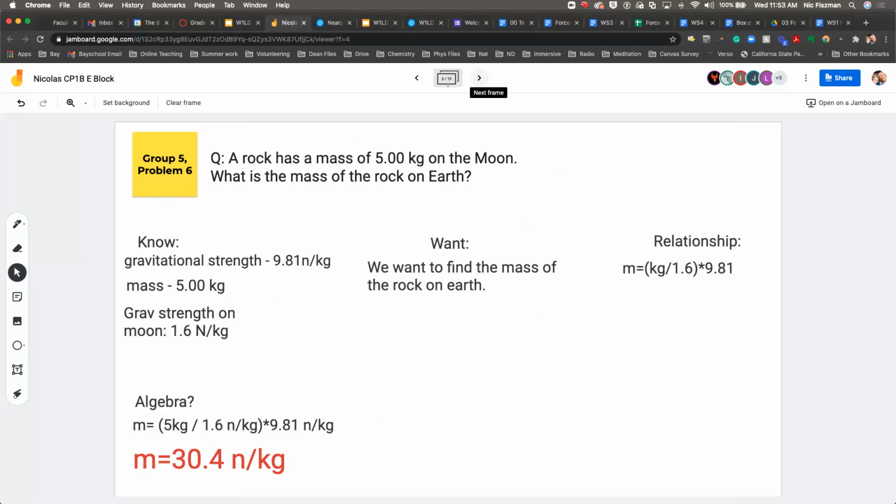So our question was: a rock has a mass of 5 kg on the moon. What is the mass of the rock on Earth? We know the gravitational strength is 9.81 newtons per kg, and the mass is 5 kilograms. The gravitational strength on the moon is 1.6 N per kg, and we want to know the mass of the rock on Earth. Cool. So our relationship was mass equals kilograms divided by the gravitational strength of the moon, which is 1.6, and then times the gravitational strength on Earth, which is 9.81. And then we did the math, and it turned out that the mass was 30.4 newtons per kilogram on the Earth. Okay.